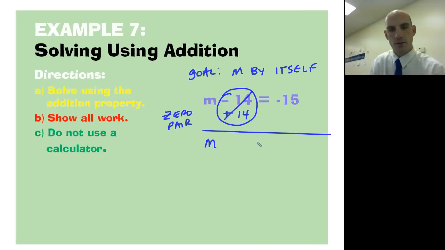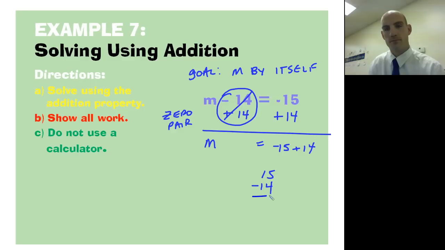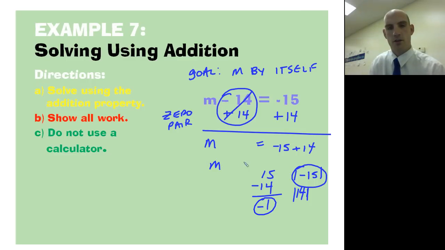So M equals, I must do the same thing to both sides. So if I added 14 to this side, I have to add 14 to this side. Negative 15 plus 14. Different signs, so I subtract the easy way and keep the sign of the larger absolute value. Well, which one has the larger absolute value? It's obviously the negative 15, so I keep the negative, and M equals negative 1. Alrighty?